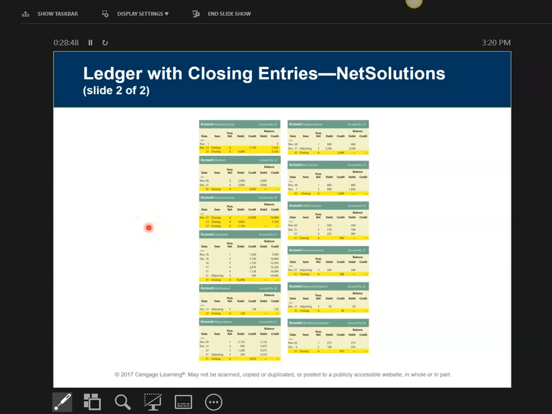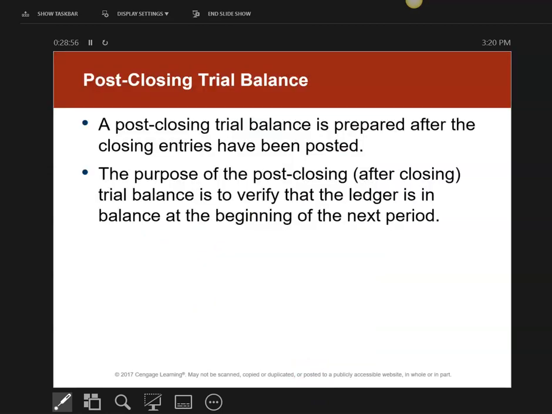Okay, so after posting closing entries, the very last step in our process is called a post-closing trial balance. Again, to reiterate, the only reason we do a post-closing trial balance, the only reason we do a trial balance, is to make sure that debits equal credits in any previous journal entries you've done. And here's what it looks like.